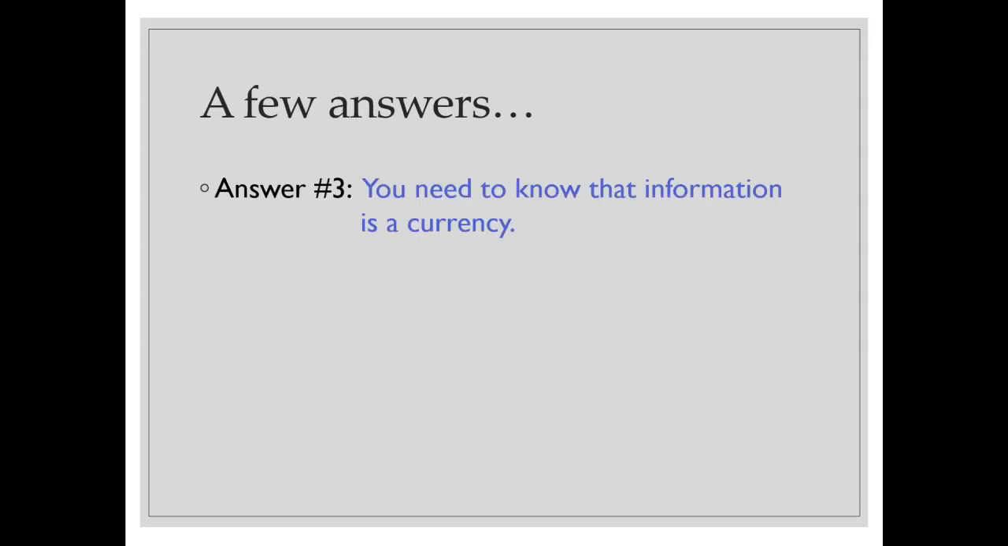A third answer is that you need to understand something. Information is currency. Yes, information is like money. Control of information and presentation of information is power. If you control the information, if you control the data and control how it's processed and control how it's presented to people, that's a whole lot of power.